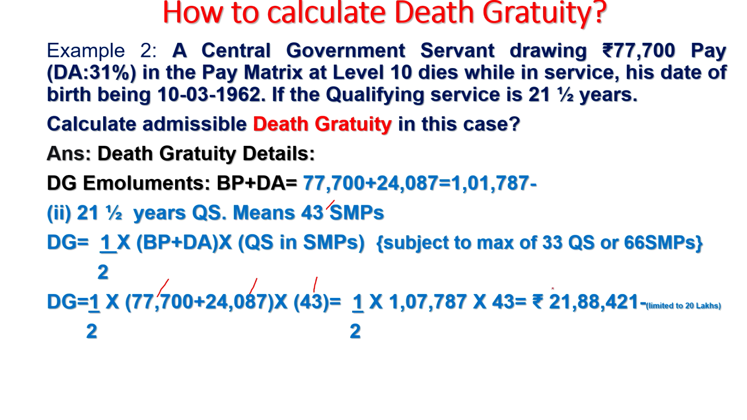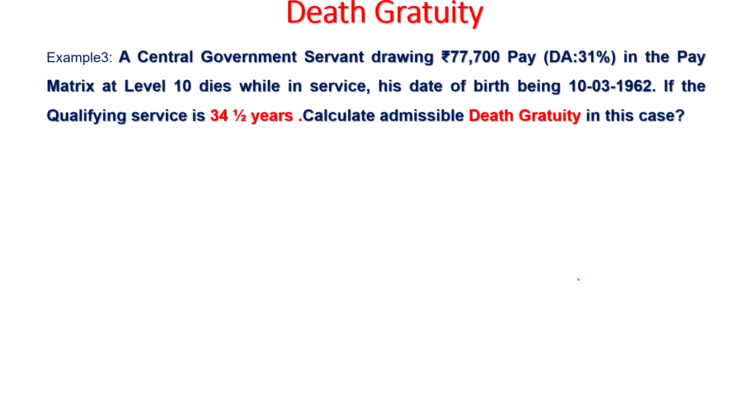So the answer will be 21,88,421, and this will be limited to 20 lakhs, because DG is limited to 20 lakhs only. Retirement gratuity or death gratuity is limited to a maximum of 20 lakhs only. So the least amount will be paid, that is 20 lakhs only.